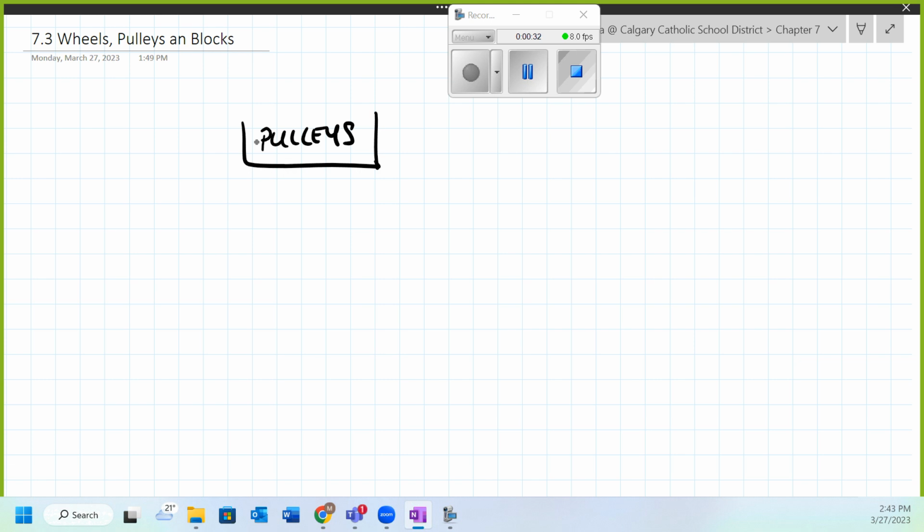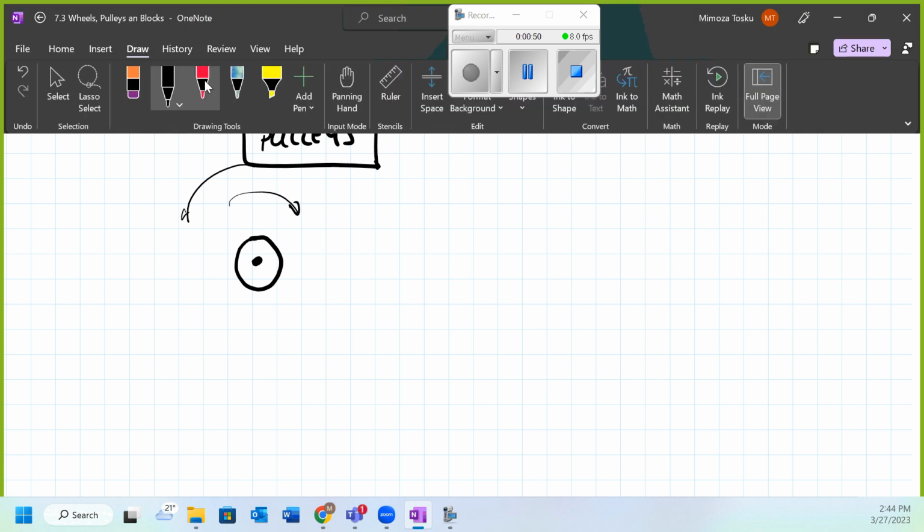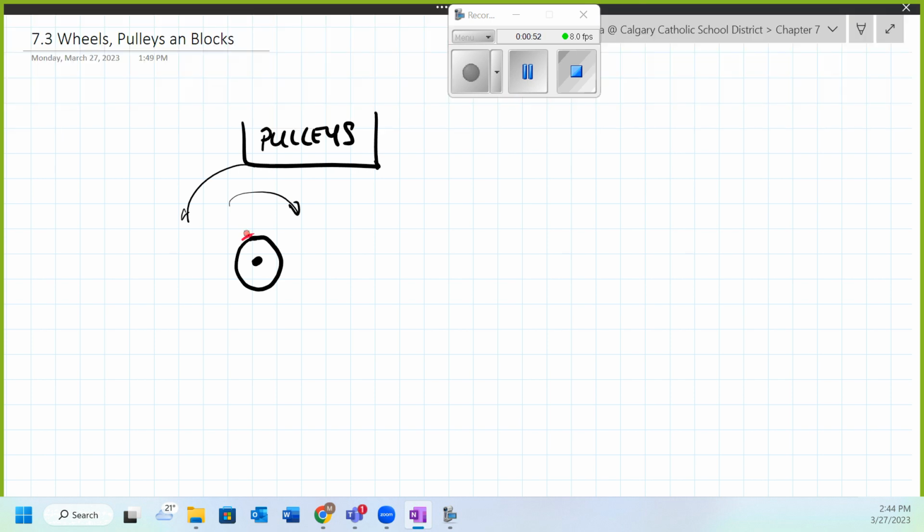So usually what you see in a pulley is something like this that has an axle that they can rotate either clockwise or counterclockwise, depending. And then around this there is a groove that a thread can go around. Usually it's not just a thread, but it is a kind of a rope that can go around it.